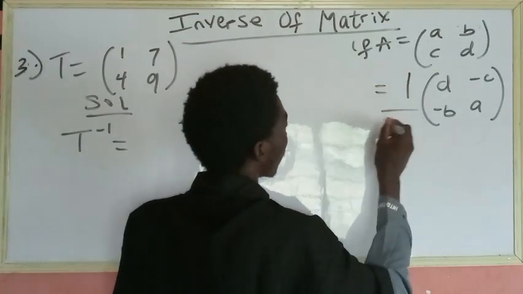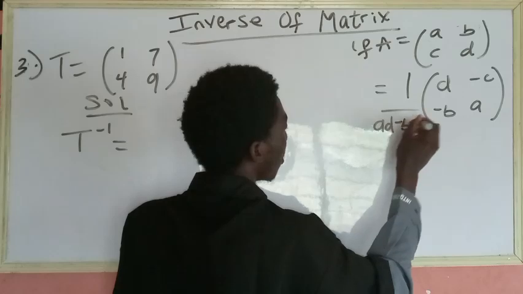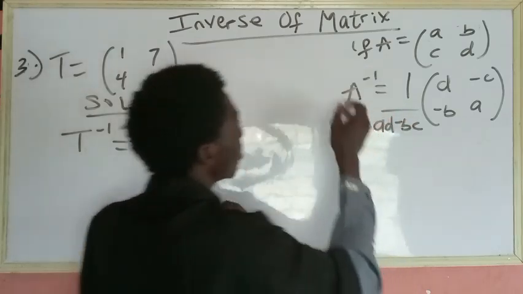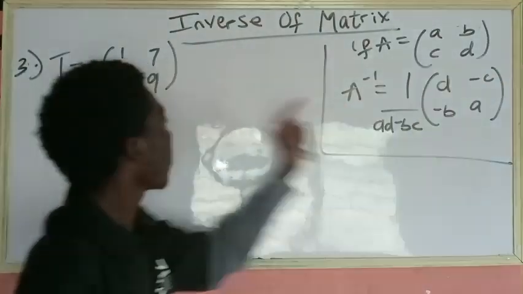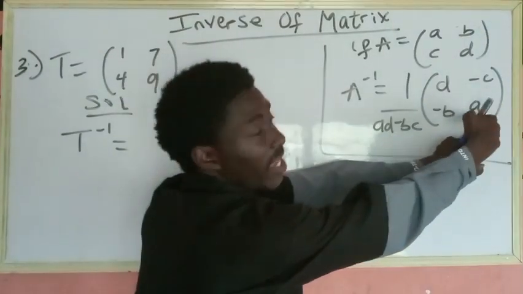Is equal to 1 over AD minus BC. A inverse. So this is the formula we'll be using. So let's check that out. You can see A, B, C, D. That means you put A here, you put D here.